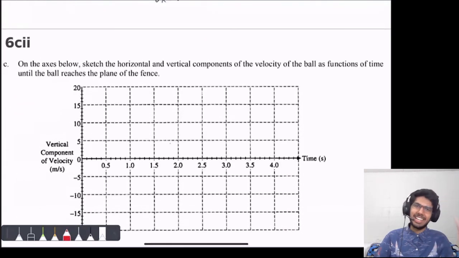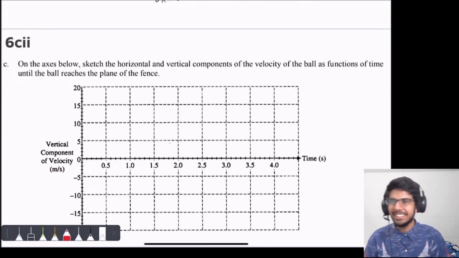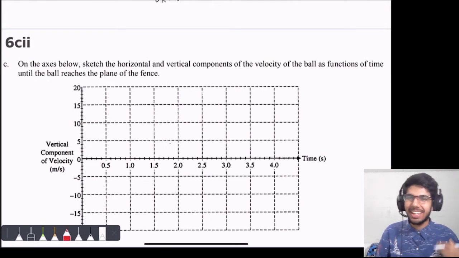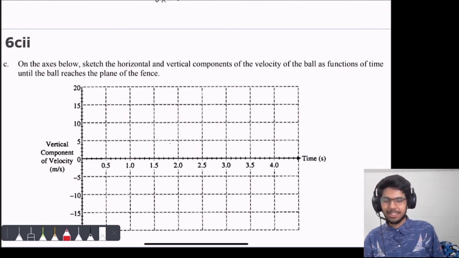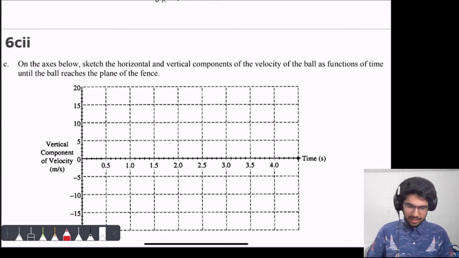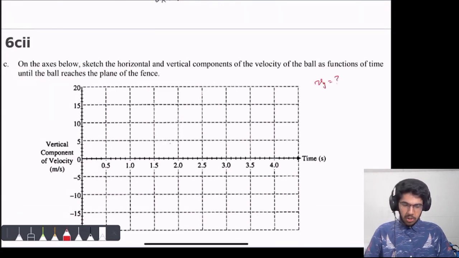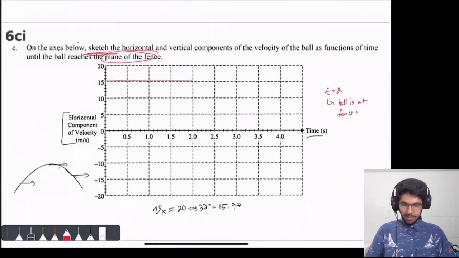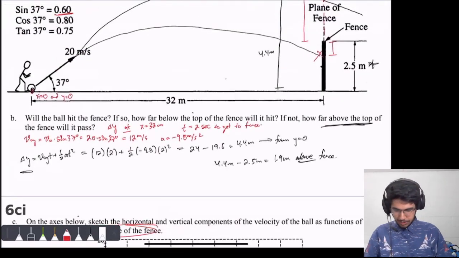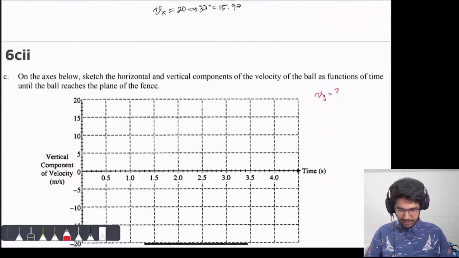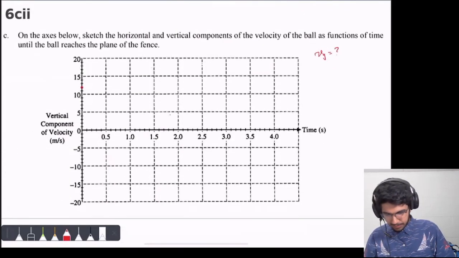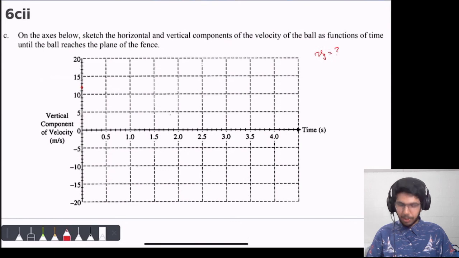And finally, the last question of the day. It's an easy one. It's just the same thing. Now we're doing the vertical component of velocity. So this is asking for Vy. Well, we know the starting Vy, right? That was computed here, 12 meters per second. So we can plot that. And we know that we want to end at t equals 2.